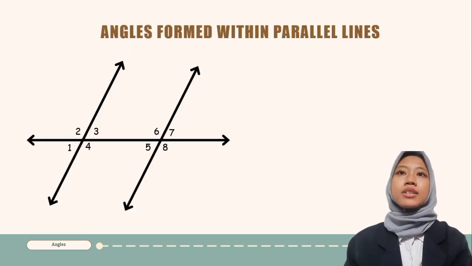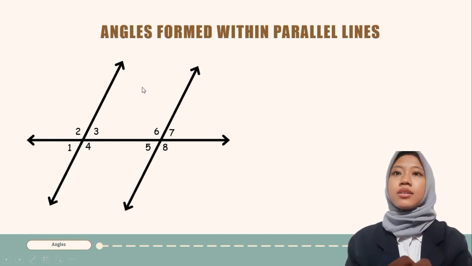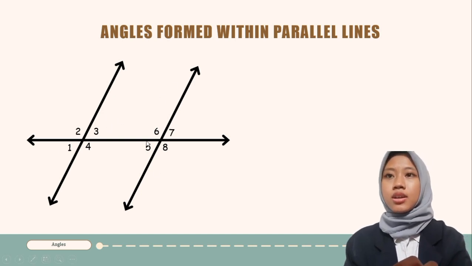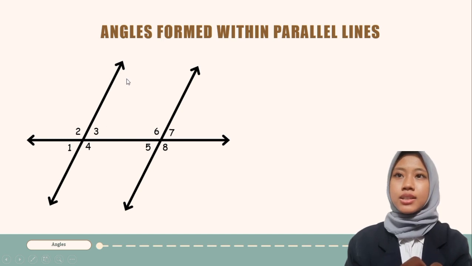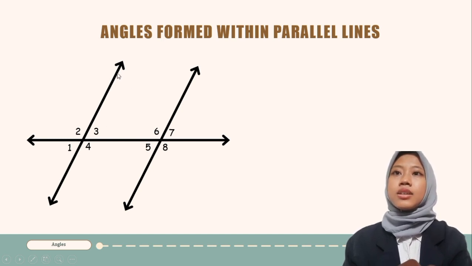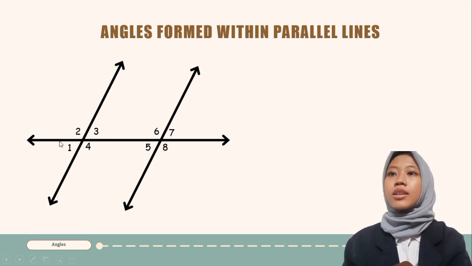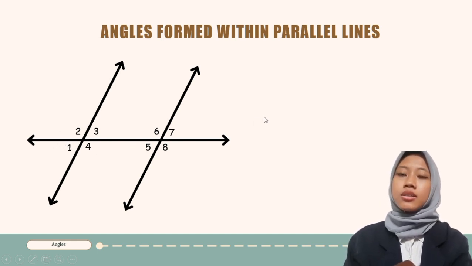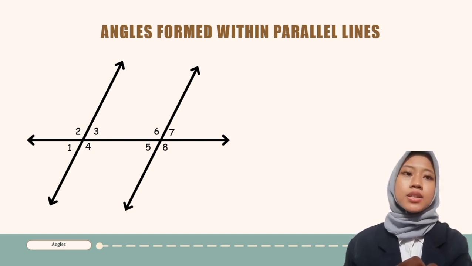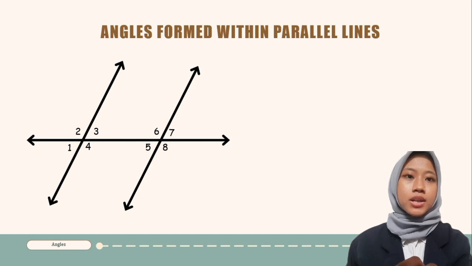Next, angles formed within parallel lines. Look at this figure. This figure has three lines. This line and this line are called parallel lines. And this line, which intersects the two lines, is called the transversal. So, angles formed within parallel lines have 5 pairs of angles related to each other.